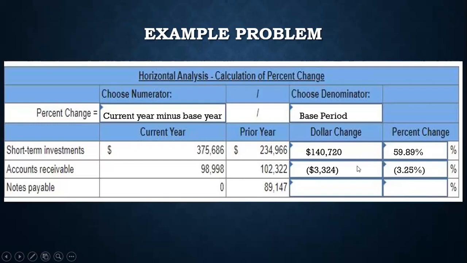And again, this would have come out to be 0.0325, but if you multiply it by 100, it will give you the percentage. The notes payable is a little different. We don't have any notes payable in the current year. We paid it off. So we take 0 minus the prior year, 89,147. So that's going to give us the negative 89,147. Then we divide it by itself, and it's going to give us 100% change. We paid 100% of it off, so that makes sense. So that's what one of your homework problems would look like.